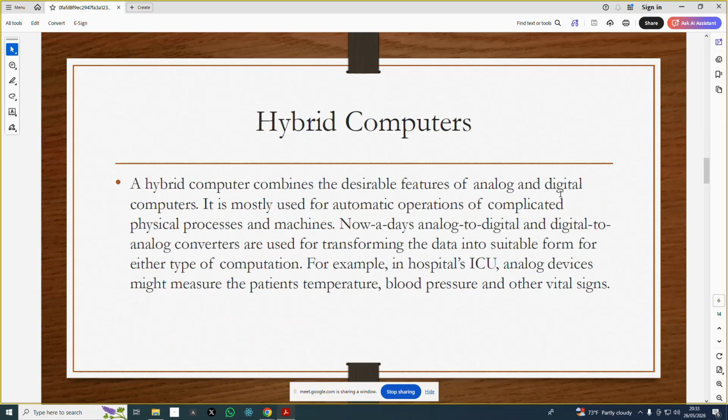Let's proceed. Then talk about hybrid computers. The other one was digital, then this is hybrid. A hybrid computer combines desirable features of analog and digital computers. They are basically used in automatic operations of complicated physical processes and machines. Nowadays, they are used in transforming data into suitable formats or forms.